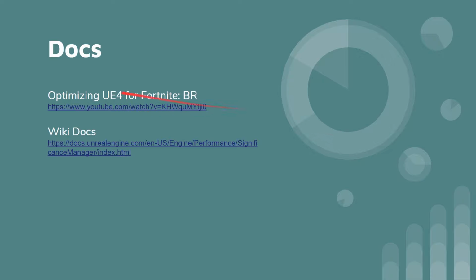There are some great talks that Epic did on optimizing UE4 for Fortnite, where they use significance manager quite a lot, and they go over quite a lot of the techniques that they plug into the significance manager. There's also the official docs. But what I'll do now is open up a project and show you guys how to implement a very basic implementation of the significance manager in a real world example.